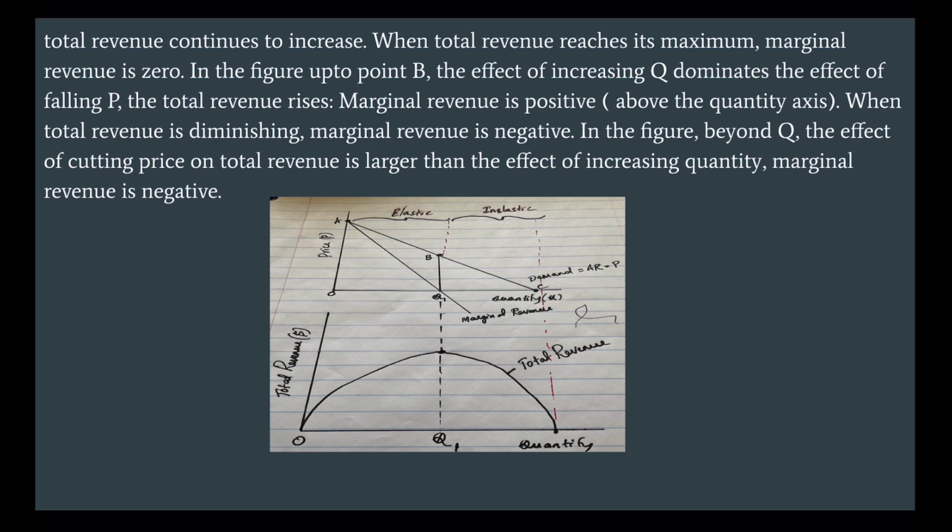When total revenue reaches its maximum, marginal revenue is 0. In the figure, up to point B, the effect of increasing Q dominates the effect of falling P. The total revenue rises. Marginal revenue is positive, above the quantity axis. When total revenue is diminishing, marginal revenue is negative. In the figure, beyond Q, the effect of cutting price on total revenue is larger than the effect of increasing quantity. Marginal revenue is negative.